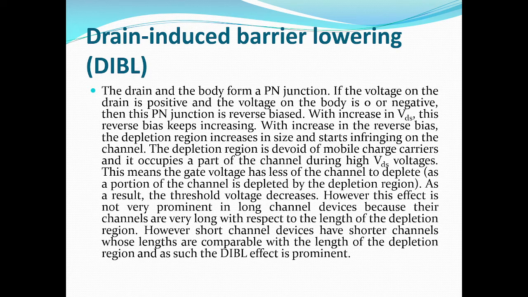The drain and the body form a PN junction. If the voltage on the drain is positive and the voltage on the body is 0 or negative, then this PN junction is reverse biased. With increase in VDS, this reverse bias keeps increasing. With increase in the reverse bias, the depletion region also increases its size and starts infringing on the channel. The depletion region is devoid of mobile charge carriers, and so it occupies a part of the channel during high VDS voltages.